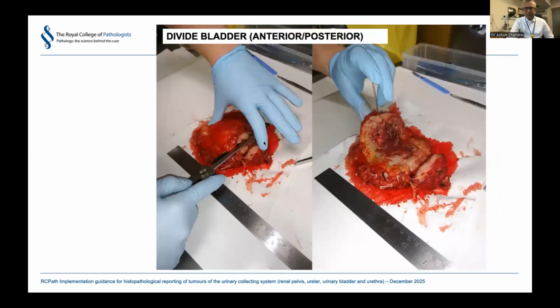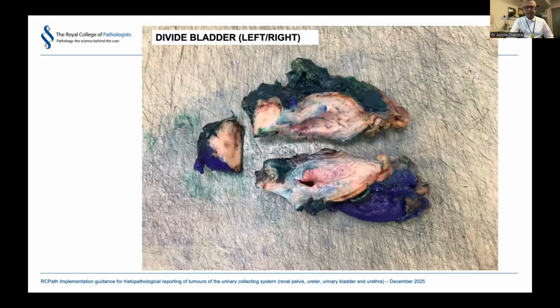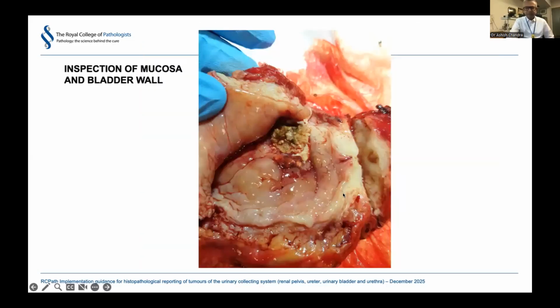So here you'll see at the time of biobanking, this is a different specimen which was received fresh and has been opened into posterior and anterior halves. We'll discuss the relative benefits of this later. So this particular specimen was opened into right and left because of where the tumor was located. If it's on one of the lateral walls, it's probably easier to divide it into left and right halves.